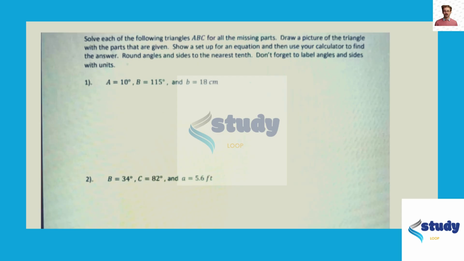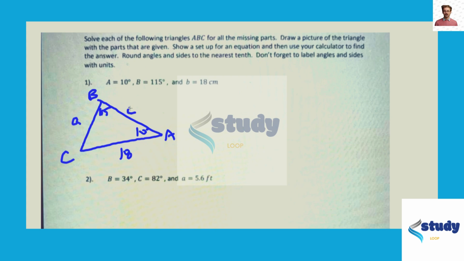We're going to round angles and sides both to the nearest tenth here. So we have triangle ABC, where angle B is 115. This is not to scale. Angle A is 10. Side B is 18. To solve, we're going to need to find side A, angle C, side C.